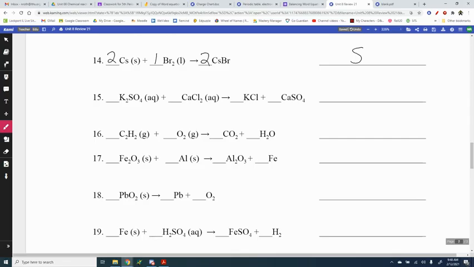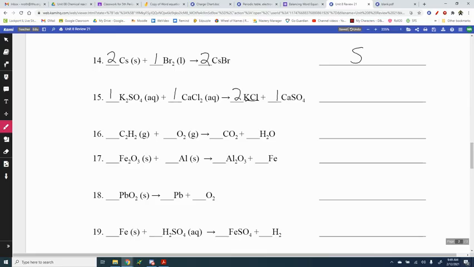All right. Next one. K2SO4. All right. We have 2 Ks on the left side. We have 1 K on the right side. We have 1 SO4 on the left side. We have 1 SO4 on the right side. 1 Ca on the left side. 1 Ca on the right side. 2 Cls on the left side. 1 Cl on the right side. Okay. So the only thing that's not balanced is the Ks and the Cls. And those are together in 1 compound. How convenient. We put a 2 there, and now we're good. We fill the rest with 1s.